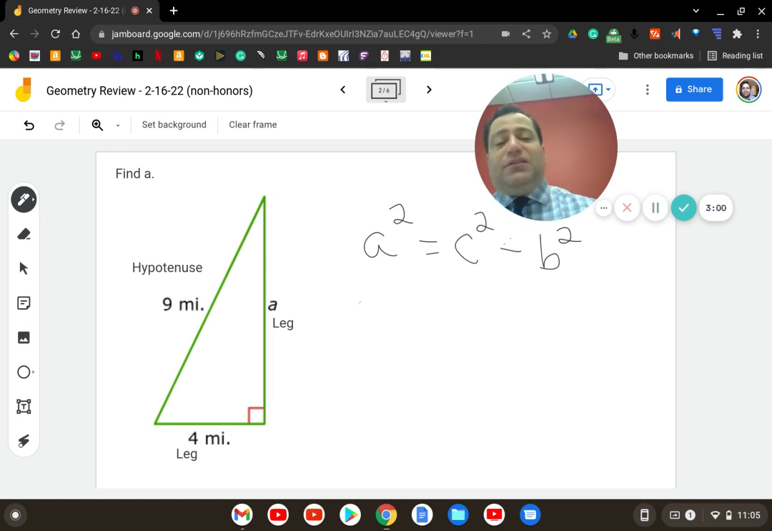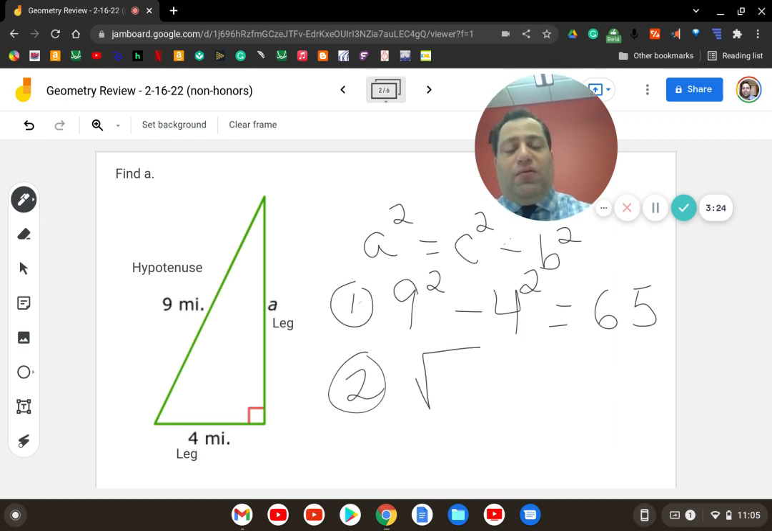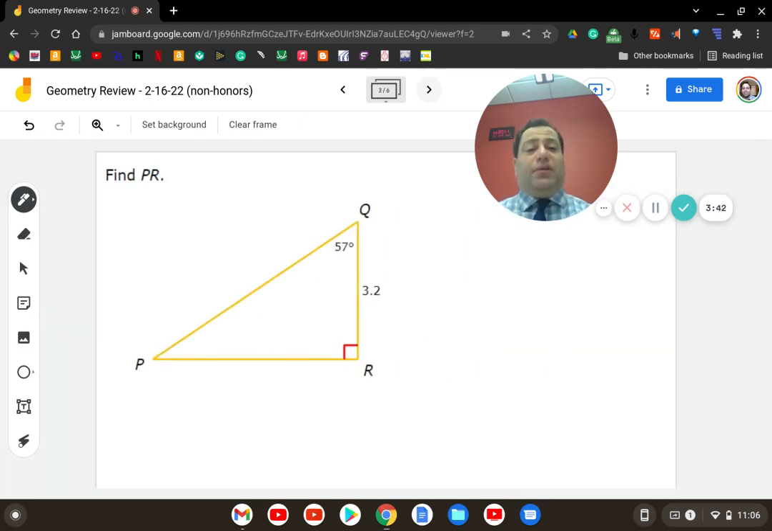Again, it's a two-step process. First, I'm going to take my hypotenuse and I'm going to square it and subtract the leg that I know, squared. 9 squared minus 4 squared is going to be 65. The second step in this process is to take the answer that you got and take the square root. The square root of 65 is 8.1, and that is the missing side. Here, you try one. Let's take a look at another example.